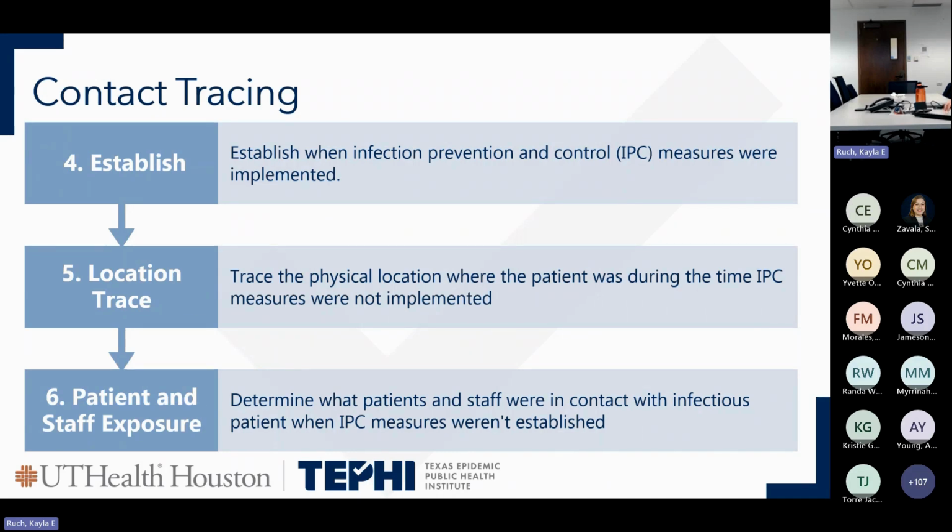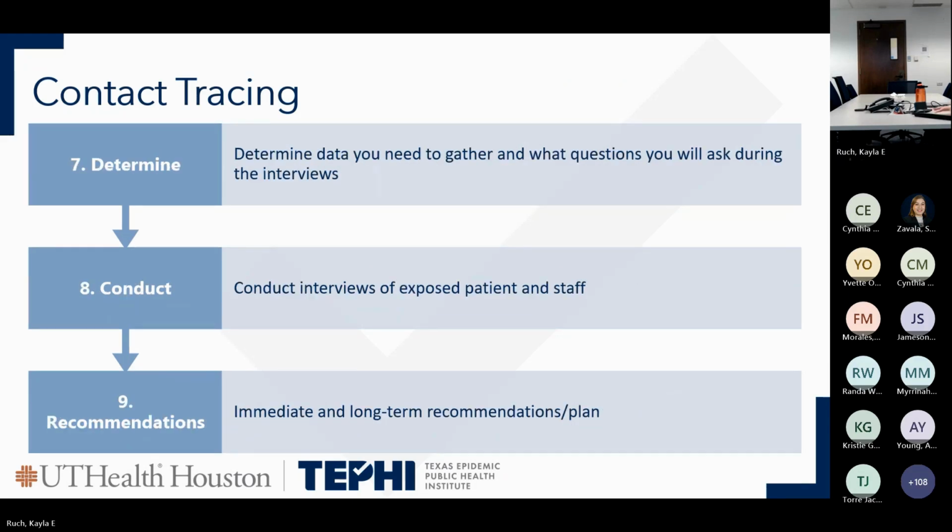For this case example, we are using C. auris, and there is no vaccine against C. auris, so that will not come into play. But for other pathogens, such as influenza, RSV, and COVID, vaccination status will come into play. So now that you have pulled your data, you have it in 2 groups. You have staff that have been potentially exposed that you need to interview, and you have patients that have been potentially exposed that you need to interview. Now you are going to gather the questions that you need to ask them during your interview process.